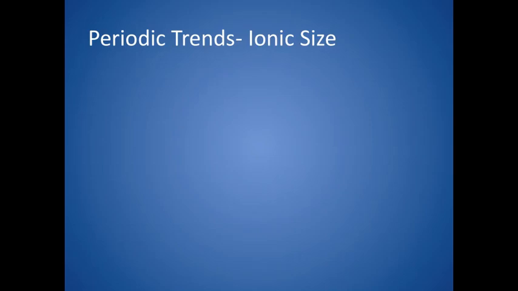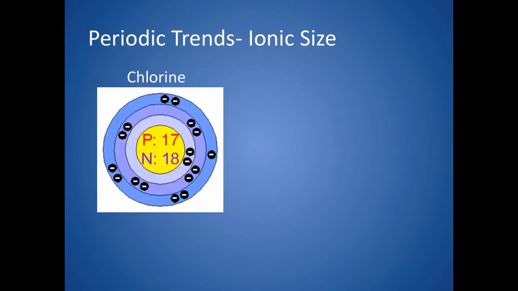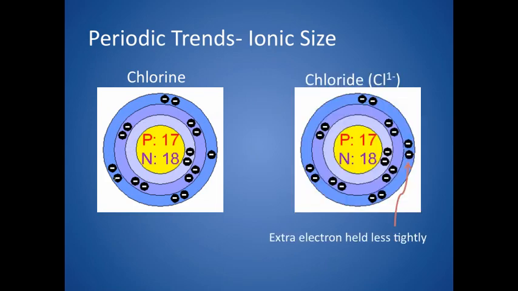Here, ionic size is comparing chlorine with its 17 protons. That's also going to have 17 electrons. You can see it's got these 7 outer electrons here. A chloride ion is going to have an extra electron. So you can see that there's an extra electron added here. So this is the addition.